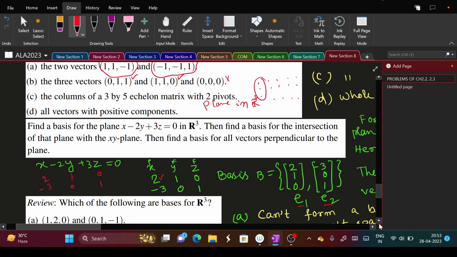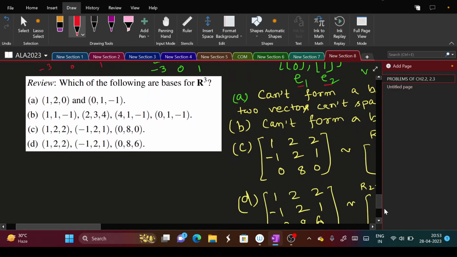Next question is, which of the following are bases for R cube? Here two vectors cannot span R cube, so they will not form a basis. Four vectors are not linearly independent, so the span is not equal to R cube, hence they will not form a basis because they are not linearly independent.